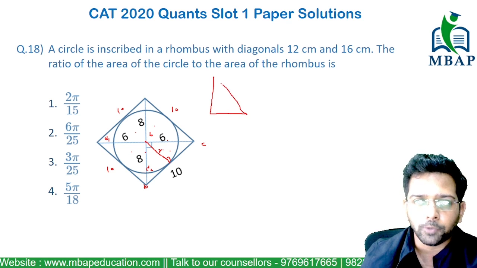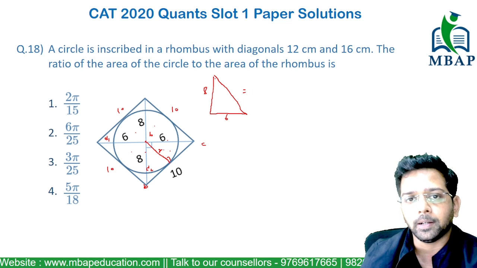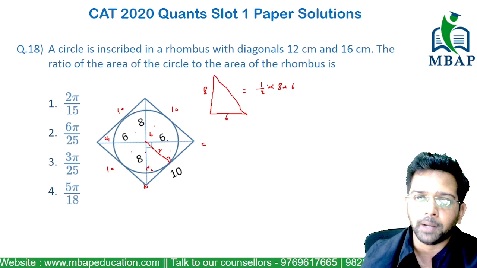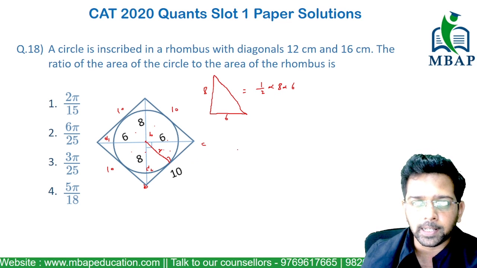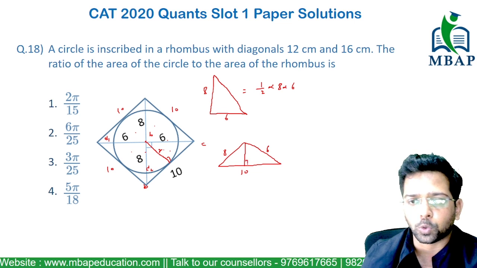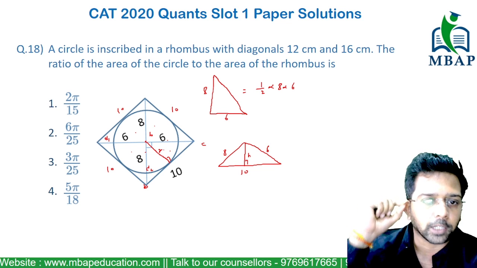If I look at this triangle, which has sides 8 and 6, its area will be half into 8 into 6. On the other hand, let's take the triangle at the bottom, where 10 becomes the base and the other two sides are 8 and 6 respectively. Here my height is not known. Let's assume this is my height h.